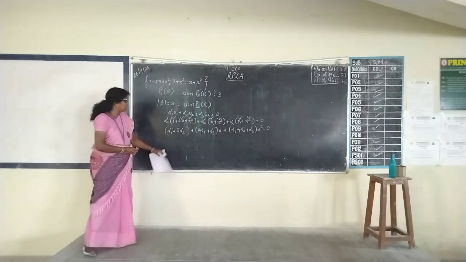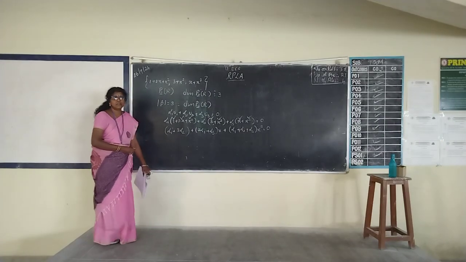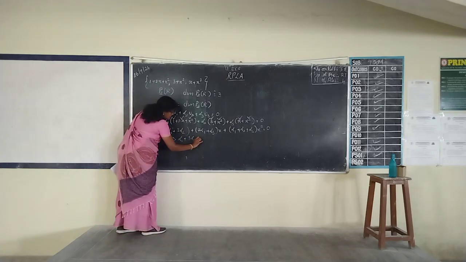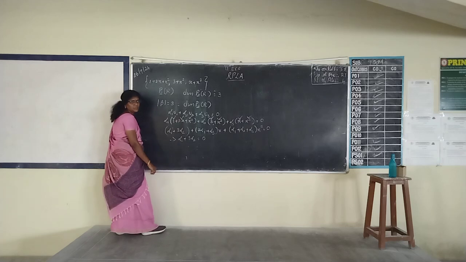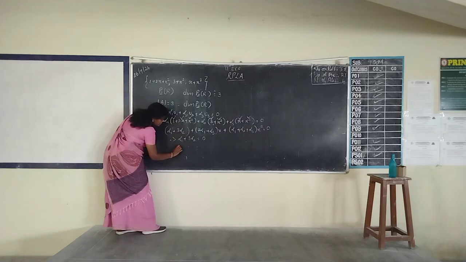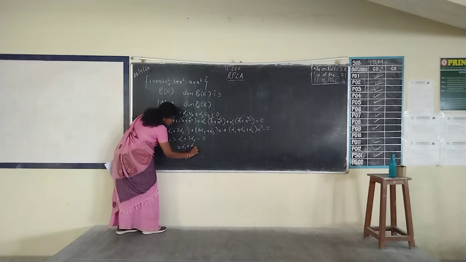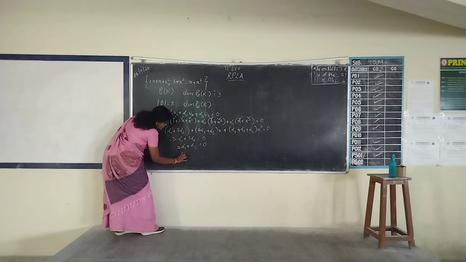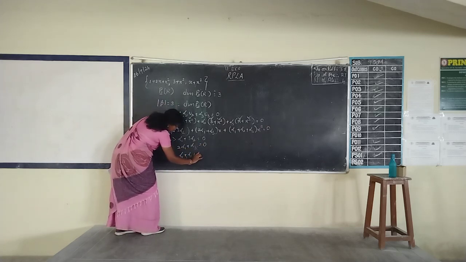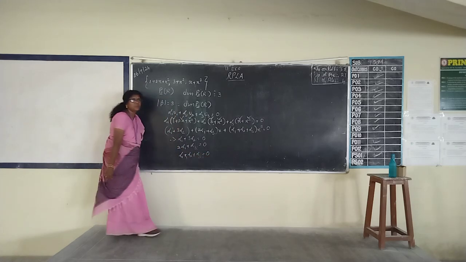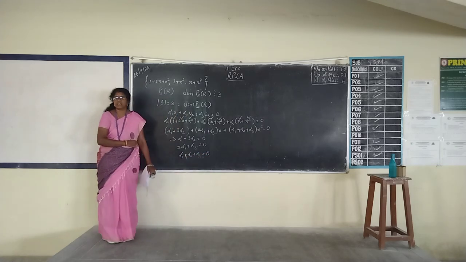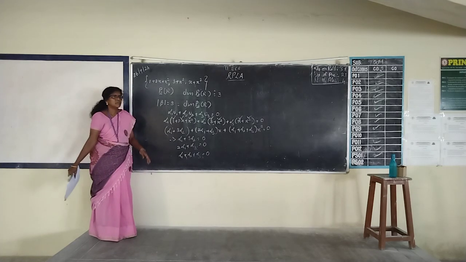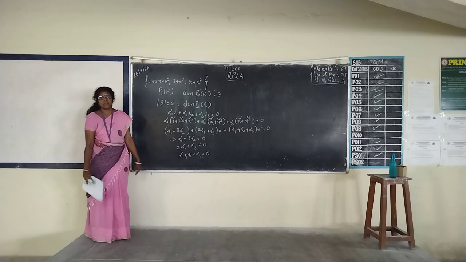Now tell me, what are the equations you will get? Alpha 1 plus 3 alpha 2 equal to 0. What is the second equation? 2 alpha 1 plus alpha 3 equal to 0. Last equation, alpha 1 plus alpha 2 plus alpha 3 equal to 0. Equate the coefficient on both the sides. They call it independent concept.